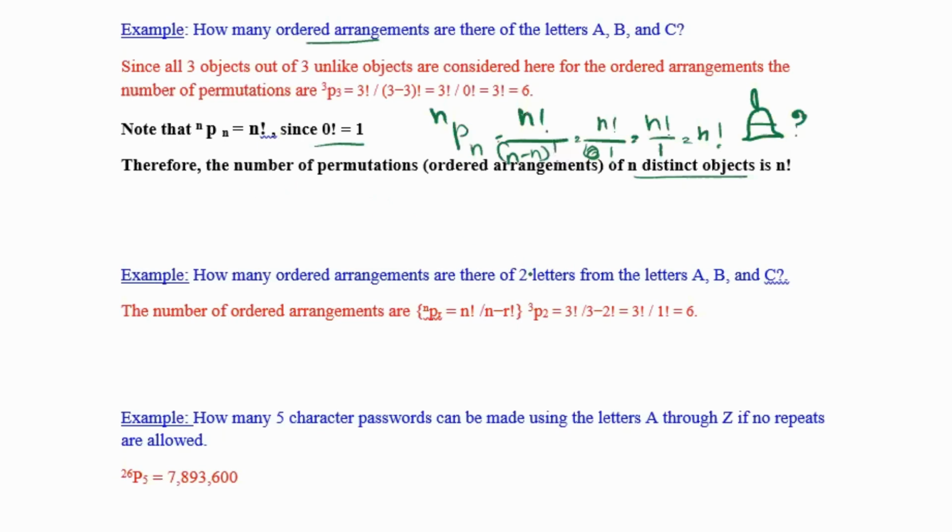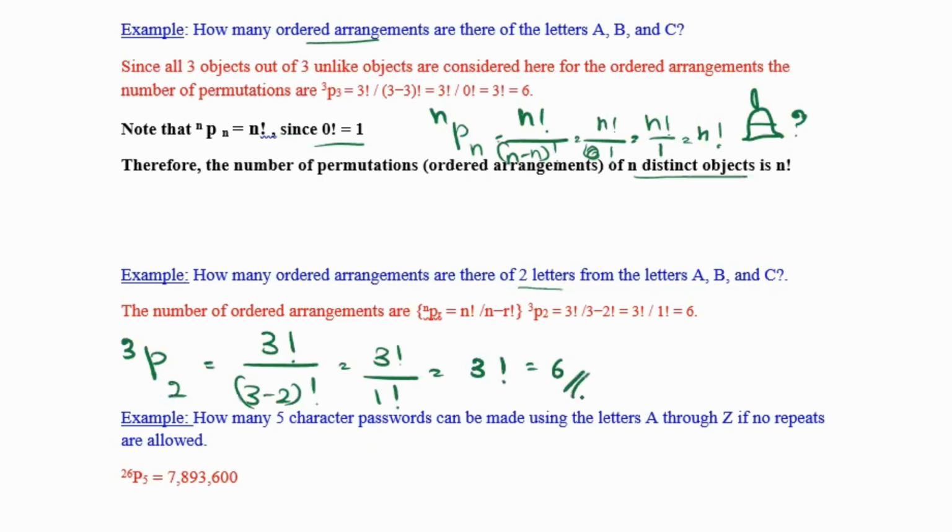Now we go on to see how many ordered arrangements there are of 2 letters from the letters A, B, C. Just two letters now. So from the three letters that we have, we have to choose two, and then arrange them. So we have 3 factorial divided by (3 minus 2) factorial, which is 3 factorial divided by 1 factorial, which is 3 factorial, equal to 6.